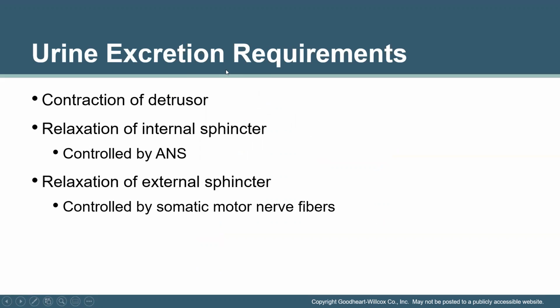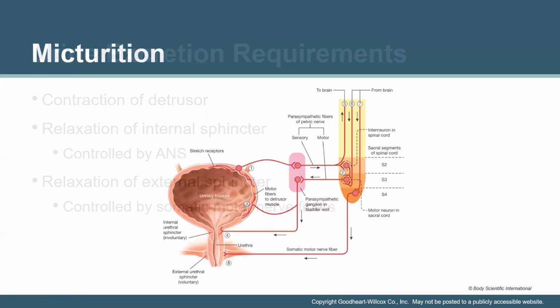So the excretion requirements then will require the contraction of the detrusor muscle. We can talk about some of the words for urination. Micturition is one of them, voiding, urination. All words that let us discuss or understand urine excretion. Again, there has to be a relaxation of that internal sphincter that's autonomic, not within your control, and then a relaxation of the external sphincter, which is within your control.